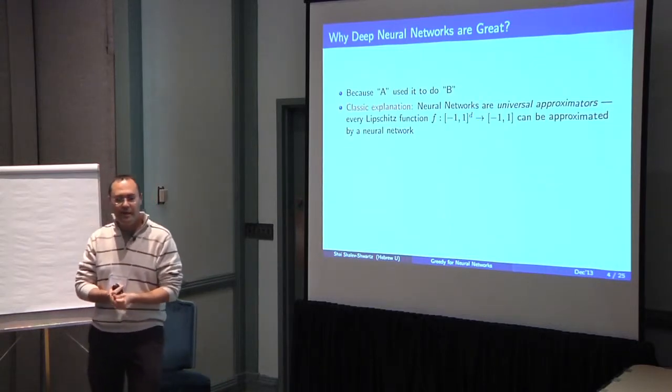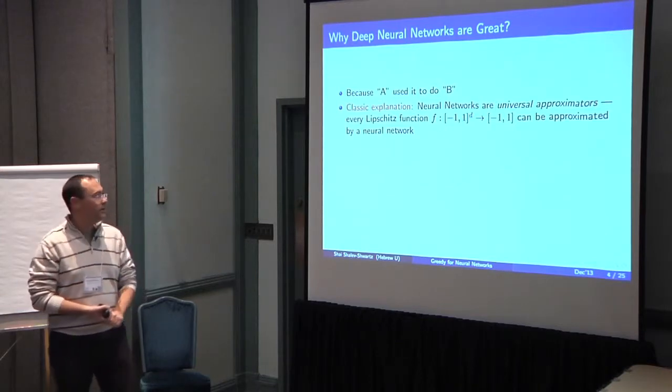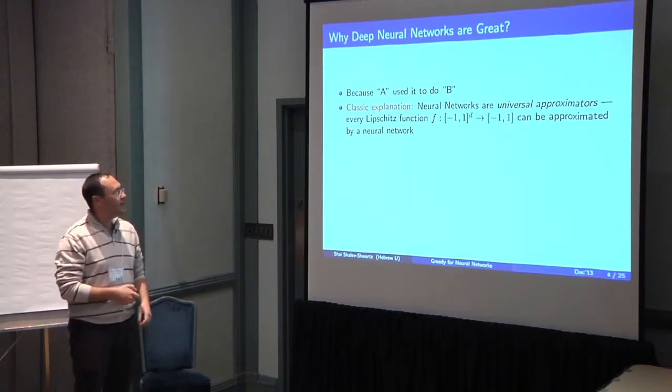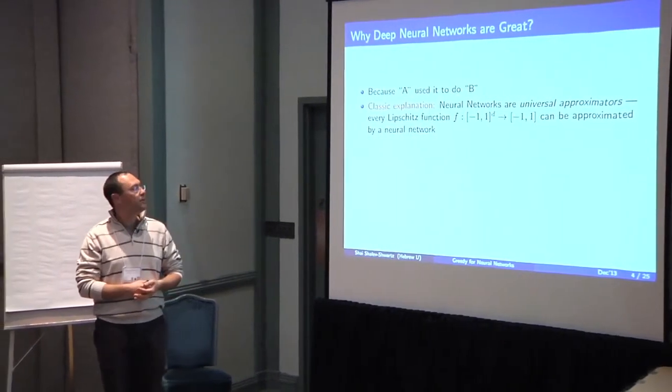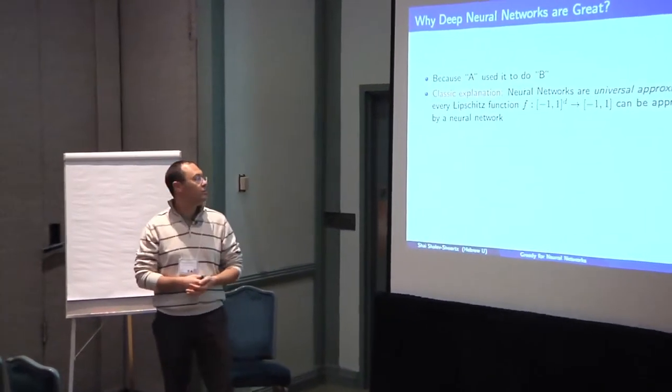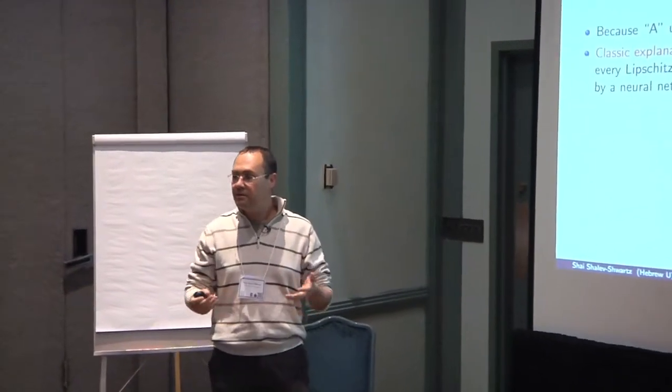A classic explanation is that neural networks are universal approximators. What does this mean? It means that every Lipschitz function from d-dimensional space into, say, -1 to 1 can be approximated by a neural network. This is a nice property, so we can approximate every function. So if our target function can also be approximated by a neural network, let's learn it using neural networks.